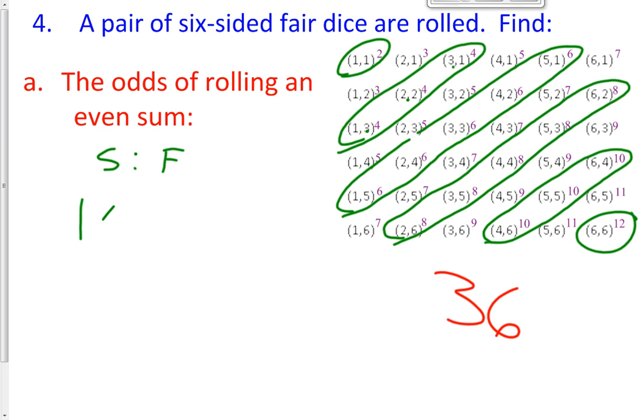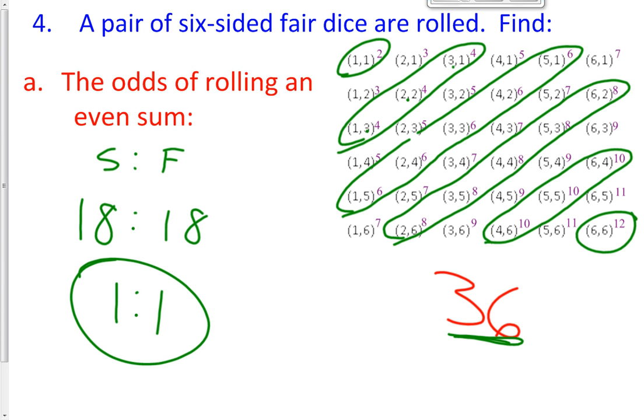So there's 18 successes, and there's a total possible of 36 outcomes. So if you take 36 minus 18, there are also 18 failures. And hopefully that makes sense. You're just as likely to get an even sum as you are to get an odd sum. So the odds is 18 to 18. As we reduce that, it's simply 1 to 1 odds. So it's 1 to 1.